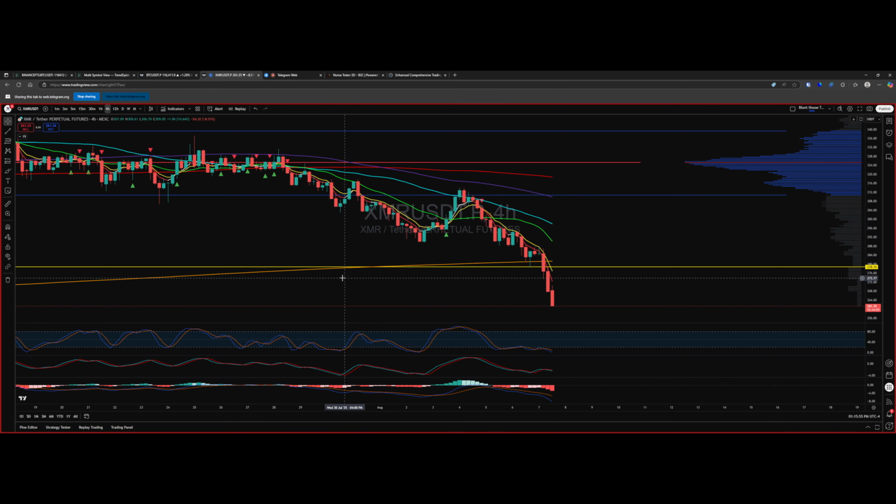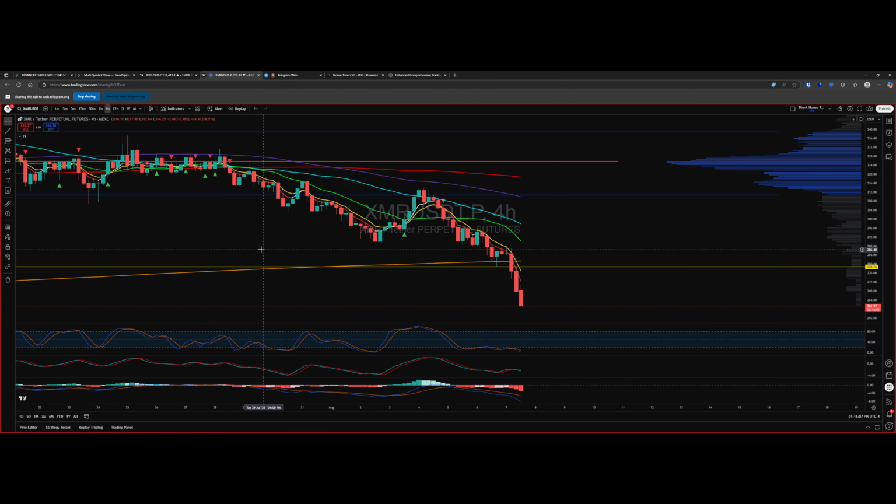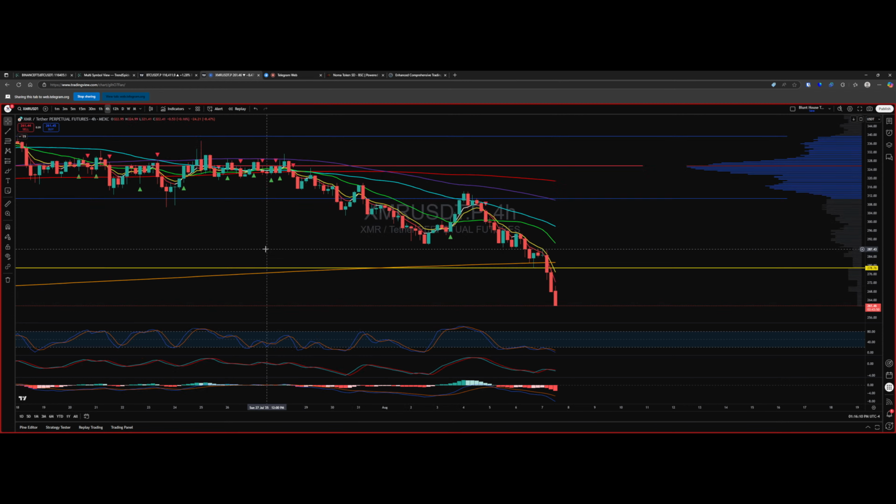You see this all the time. And look how overbought it was. Overbought at resistance. What's the takeaway? Don't long into resistance when you're overbought.